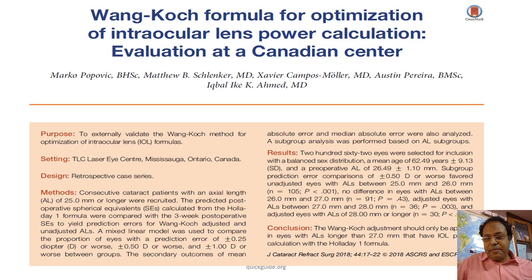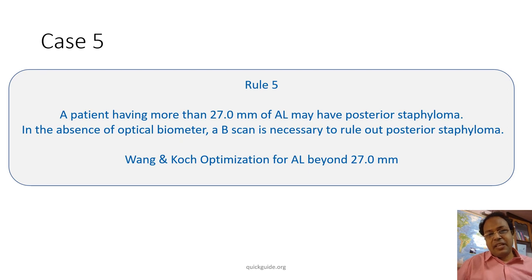Now, one of the papers that was presented in 2018 further studied the efficacy of the Wang and Koch optimization. According to this paper, the Wang and Koch adjustment works best when the patient's axial length is 27 millimeters and above. So when the Wang and Koch optimization was first brought in, I believe it was for patients with more than 25.2 millimeters. But according to this paper in 2018 that was published in the JCRS, it is asking us to do an optimization beyond 27 millimeters. So any patient having an axial length of 27 millimeters and beyond, you can do a Wang and Koch optimization. So that's rule 5, doing a Wang and Koch optimization. Also, it's important maybe to do a B scan to rule out the posterior staphyloma.